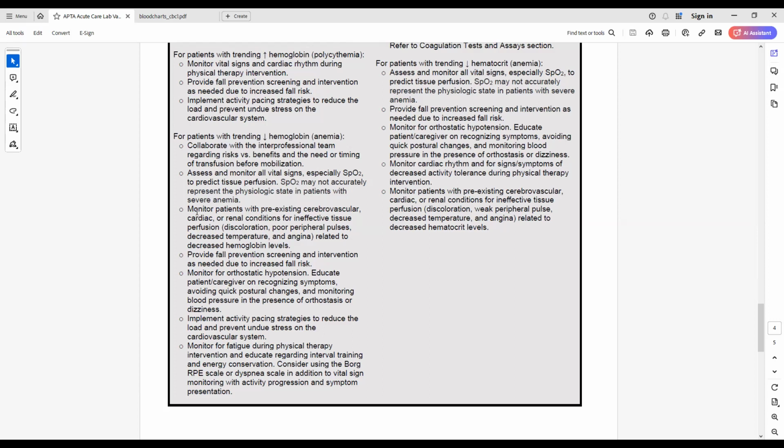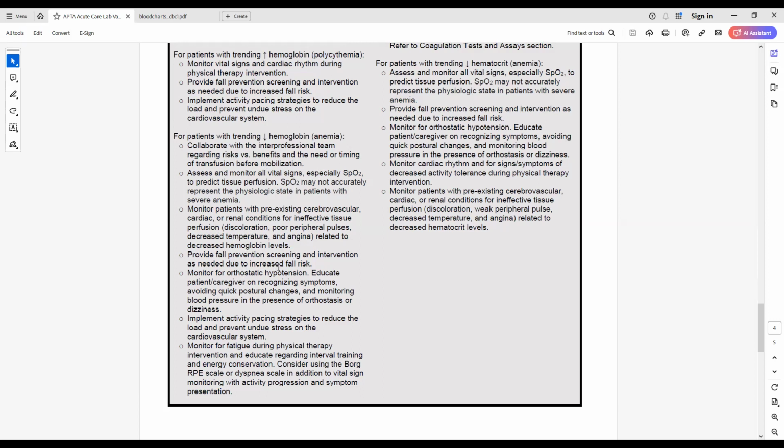Monitor patients with pre-existing cerebrovascular, cardiac, or renal conditions for ineffective tissue perfusion, like discoloration, changing color, poor peripheral pulses, decreased temperature, and angina related to decreased hemoglobin levels. Provide fall prevention screening and intervention as needed due to increased fall risk.